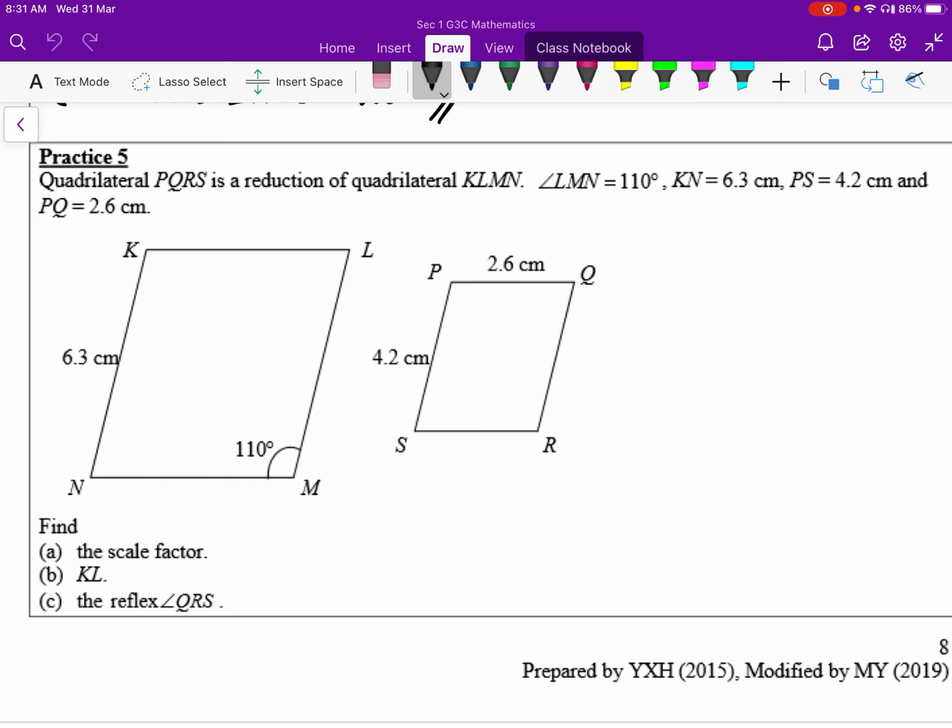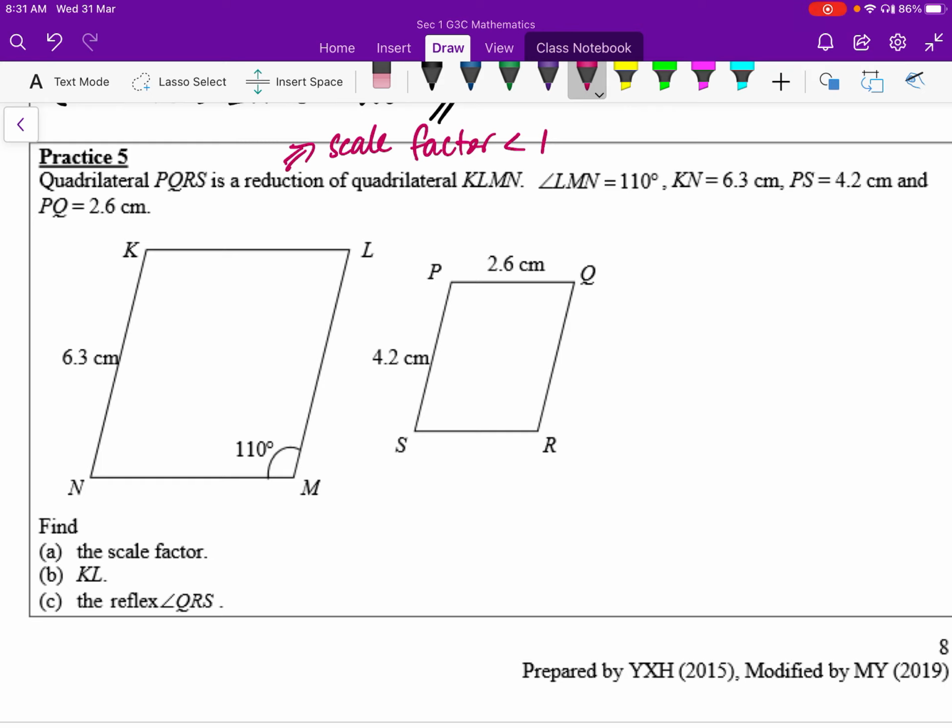So practice 5, we have a reduction. In a reduction, our scale factor will be less than 1, so it becomes smaller. Every time you see this, just remind yourself: this tells us the scale factor is less than 1, because the image over the original is less than 1. The image is smaller than the original. Small over big, you get a fraction that is less than 1. We get all the information given.